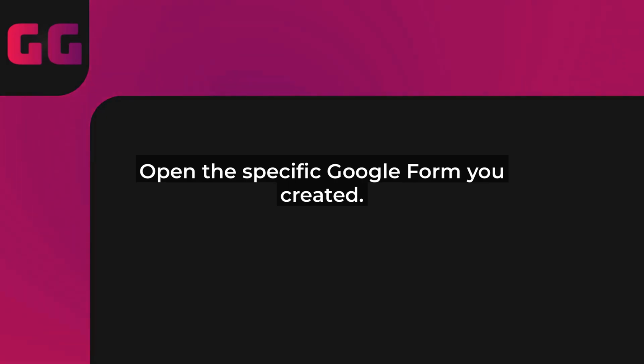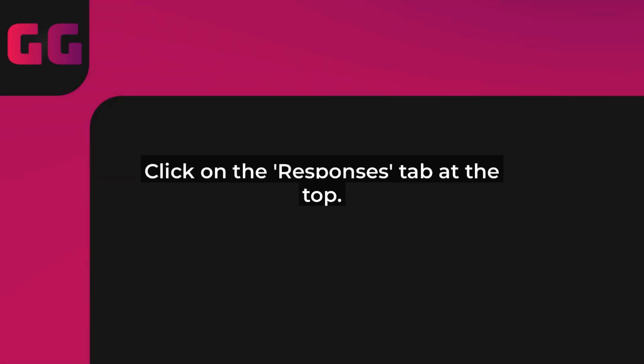Let's dive right in. First things first, make sure you're logged into your Google account. Head over to Google Forms by going to forms.google.com or opening it from your Google Drive. Once you're there, select the form you want to check. It's that simple. Now, look for the Responses tab at the top of the page. Click on it, and you'll see a summary of all the answers.